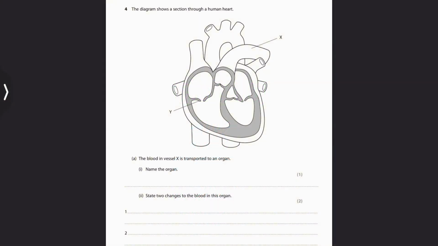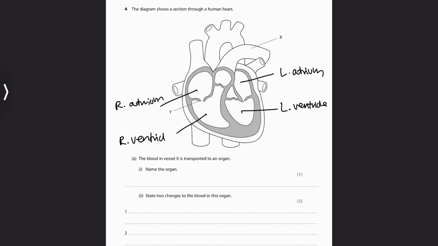So now let's have a go at the exam question. It says the diagram shows a section through a human heart. Let's label all of this actually, because we've just been practicing it, right? So this chamber will be the left atrium, and this would be the left ventricle. This is the right atrium, and then the right ventricle, and then we need to know the blood vessels connected to them.